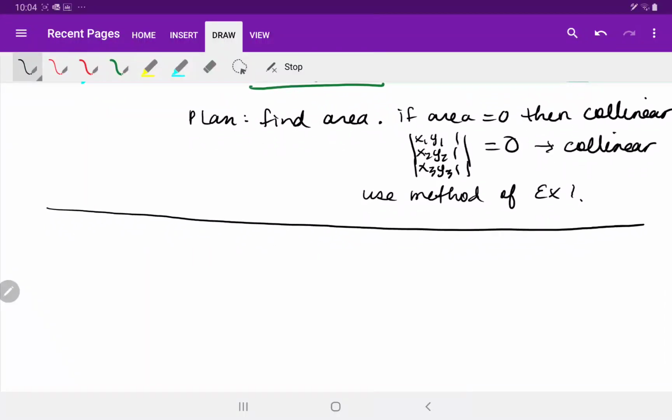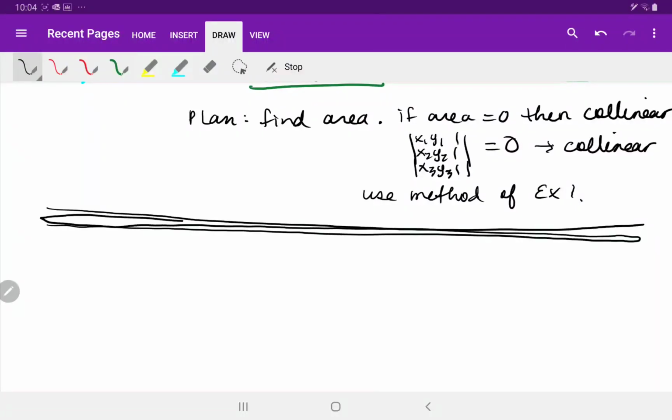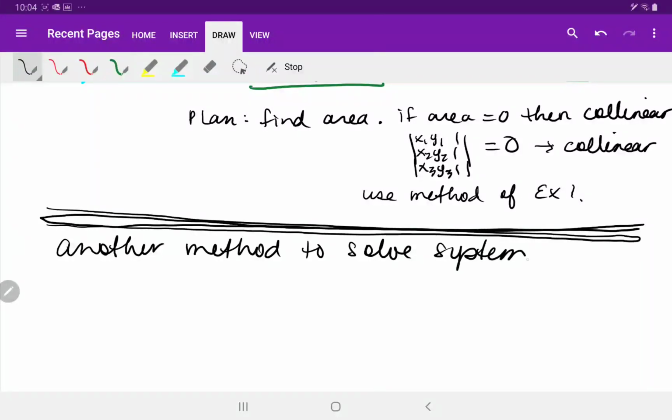Cramer's rule. Okay, this is a totally different category. It's not used for area, so that whole part above was an application of area. This one is another method to solve a system. And it's called Cramer's rule.